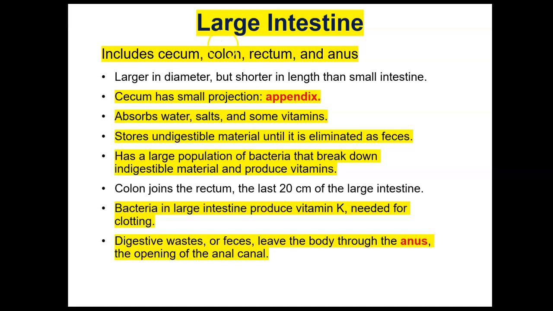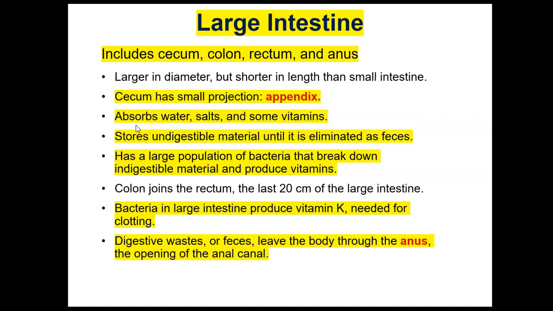So the large intestine includes the cecum, that's the beginning portion, and then the colon, the rectum, and the anus. The cecum has a small projection called the appendix, which functions in protection. It functions in the lymphatic system and the immune system.